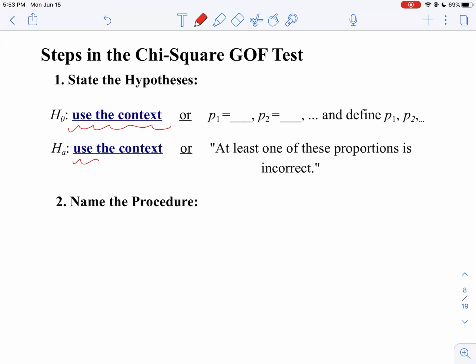And so for the alternative, you're going to use the context too, or you could say at least one of these proportions is incorrect. Depending on the context, that might be shorter. I don't know, kind of up to you.